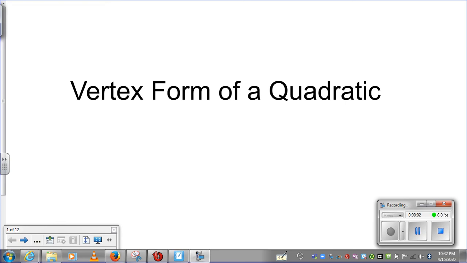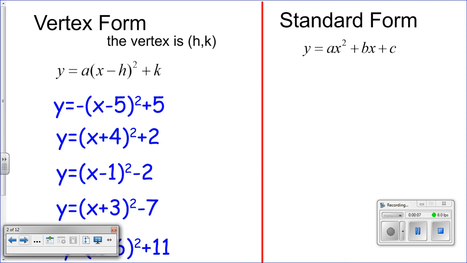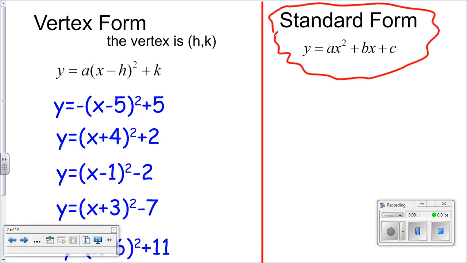Hello, in this video we're going to be dealing with the vertex form of a quadratic. Currently we've been using the standard form of a quadratic, where we have y is equal to ax squared plus bx plus c. So our x's are in descending order. Exponent of 2, exponent of 1.